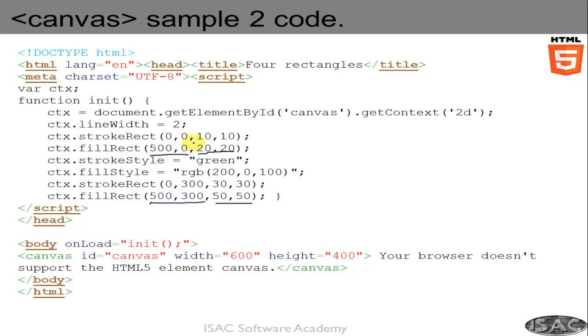Fill rectangle is like this. A stroke rectangle doesn't fill anything in between, but just draws the boundary. This is the XY coordinate, width, height, XY coordinate, width, height, and so on. So that is the way the 4 rectangles are done. One rectangle is done here, one here, one here, one here. And what are these two? These two are just setting the color.